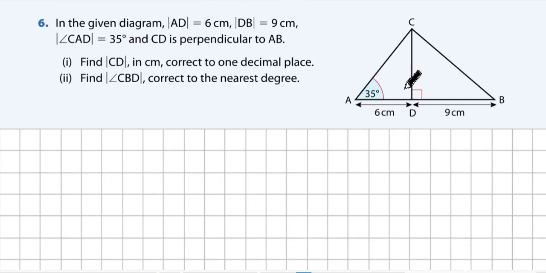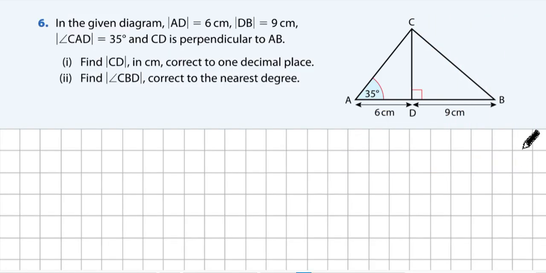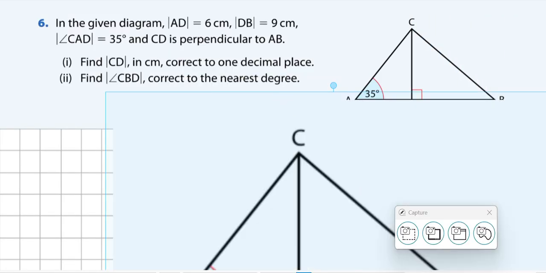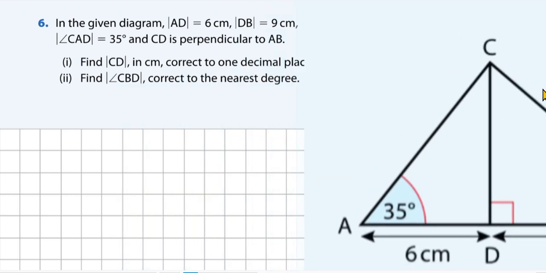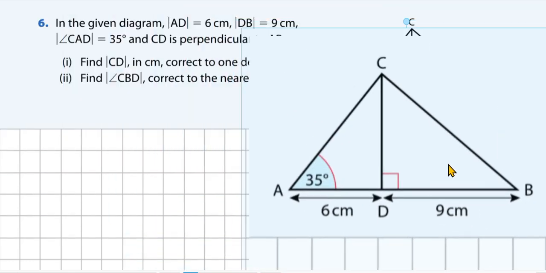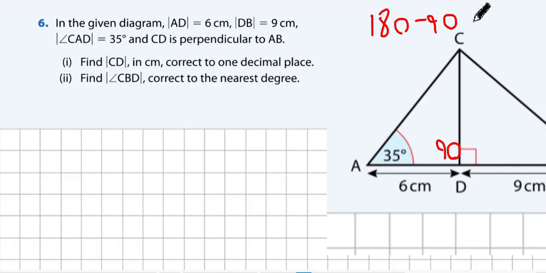What angle's this? So what number do I put on it? 90, yeah? Okay. And if that's 90, what's the top one then? Yeah, do that. That's 90. Then we're going to add 90 and 35 together and take it away from 180. 55. Okay.